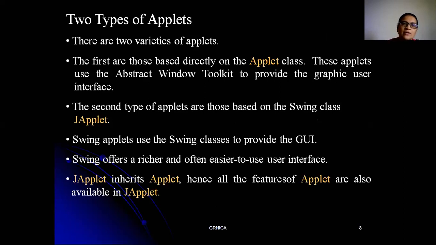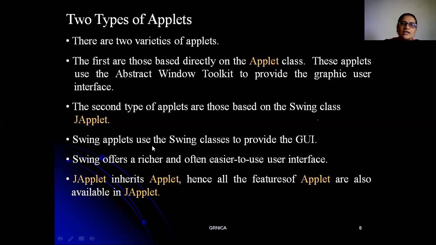There are two types of applets here. One is the applet class, another one is JApplet. The first one, the applet class, which you have seen in the example, is an abstract window toolkit that provides you the GUI. The second type is JApplet, which is based on the swing classes and is commonly used in swings. Swing in turn creates a graphical user interface.